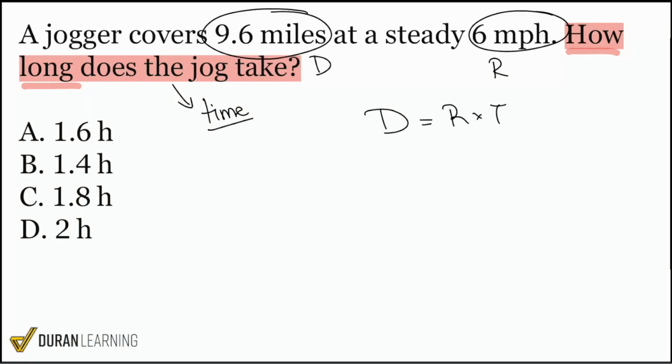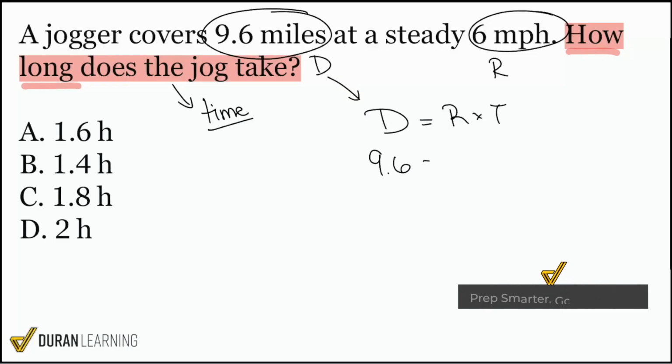And remember, the most important thing is to fill in the information in the right places. So we have distance right there, so that's 9.6. We have the rate over here, so that'll be 6 miles an hour. And we multiply that by time, and there we go.